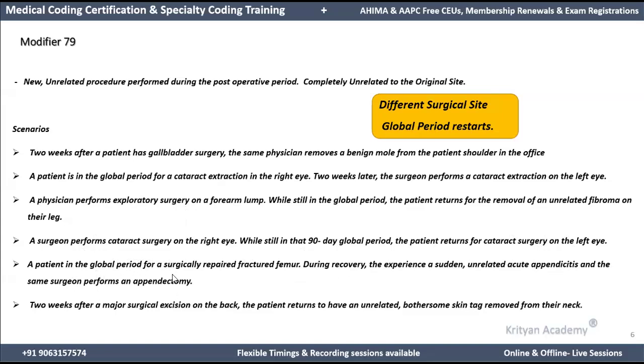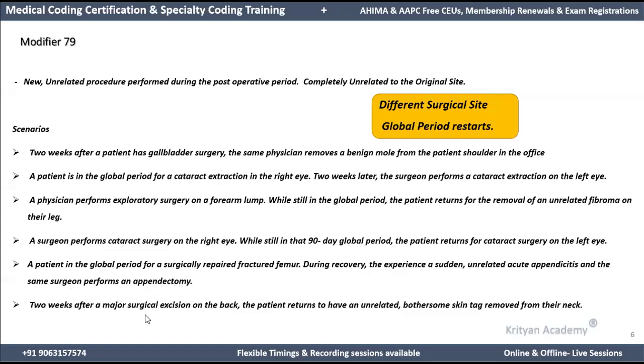A patient in the global period for a surgically repaired fractured femur, during recovery, experiences a sudden unrelated acute appendicitis and the same surgeon performs an appendectomy only. So the first procedure is a fracture repair, right? During the recovery only, he again got appendicitis. The same surgeon performs an appendectomy. Yes, I can code this appendectomy procedure and we will give the modifier 79.